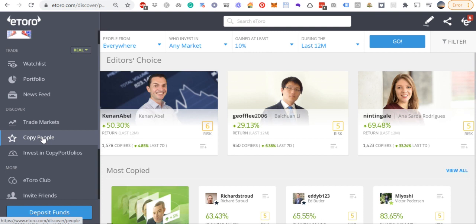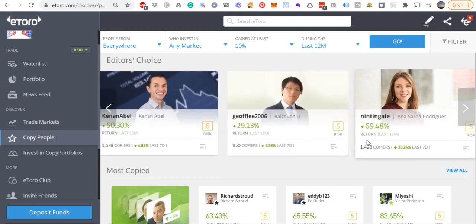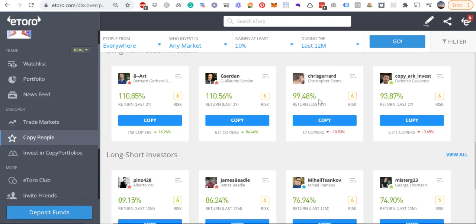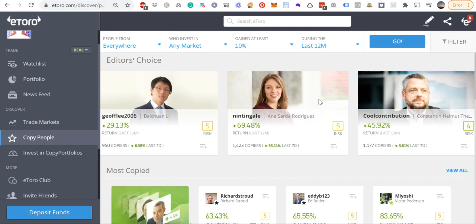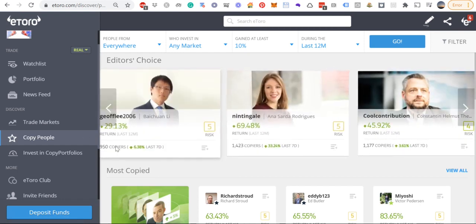What I'm going to do is go through the thought process of how you select people to copy. Copying portfolios is also an interesting one. I'll do a separate video for that. This video is specifically just for the factors and criteria that you should look for and think about if you are going to select investors to copy on eToro.